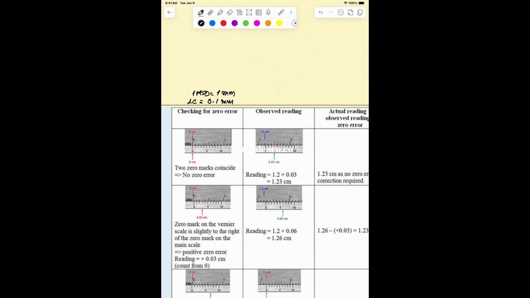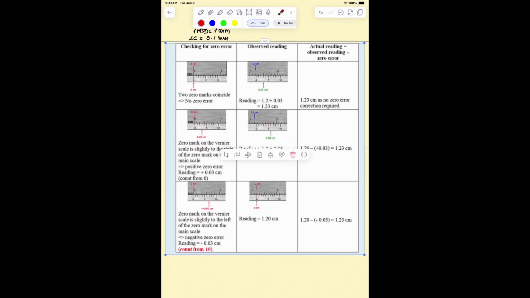Therefore, with this data let's just look. When the two jaws are made in contact, this is case 1, where there is no zero error, because the zero of the Vernier scale and the zero of the main scale are exactly coinciding here. Therefore, there is no zero error in this case. If you take an observed reading of the length of a rod, what is the length of the rod?